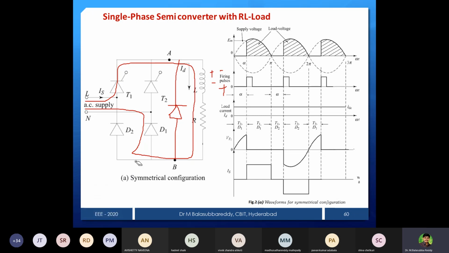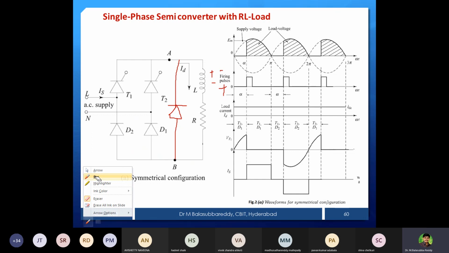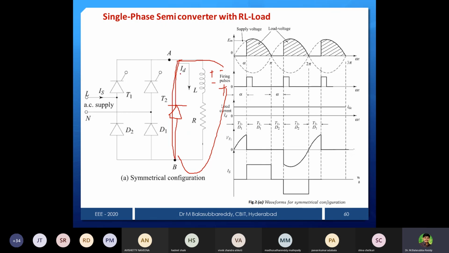So while it is discharging, what is the path? Instead of going to the lower group devices, now plus and minus, minus is directly connected to the cathode, plus is directly connected to the anode, therefore the diode will be forward biased. Then the loop will be like this, output voltage will be 0, but current will freewheel through the freewheeling diode.